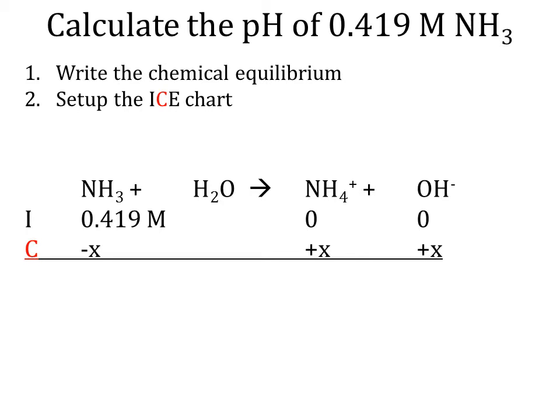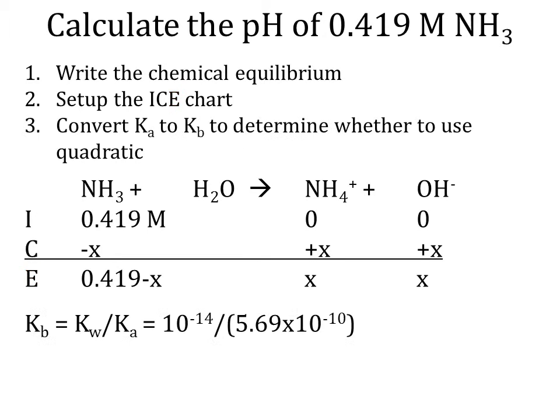On the change line in our ICE chart, we have -x for ammonia, plus x for NH4+, and plus x for OH-. All of the NH3 that dissociates becomes NH4+ and OH- at 1-to-1 stoichiometric ratios. Then at equilibrium, we have 0.419 minus x NH3, we have x NH4+, and we also have x OH-.